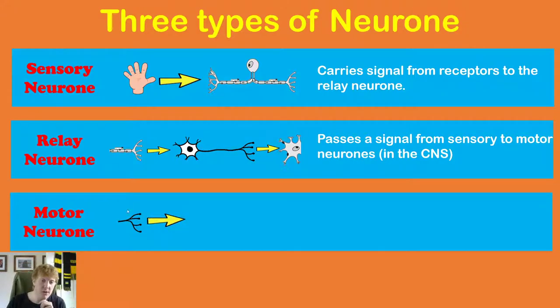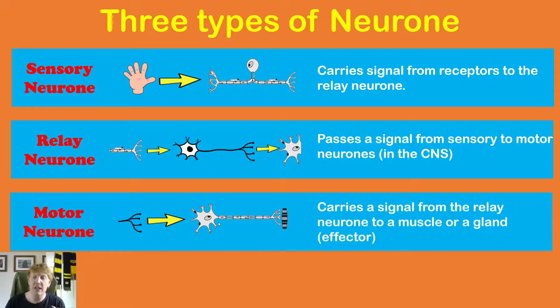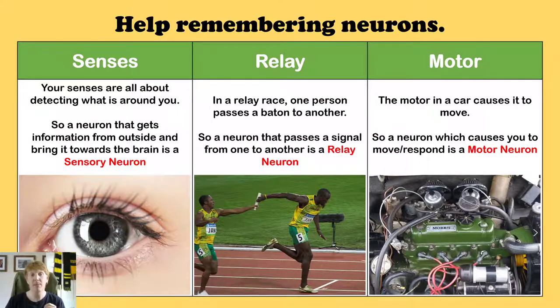A motor neuron, you can see the end of the relay neuron just here on the left. What it does is the motor neuron actually carries a signal from the relay neuron to a muscle or a gland, the effector, the thing that's actually going to cause the change. So this motor neuron here is terminating on some muscle fibers, so it might be able to contract and move that arm or something like that, okay?